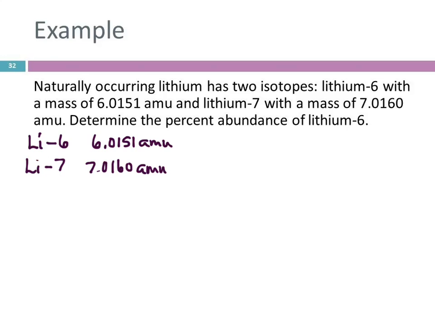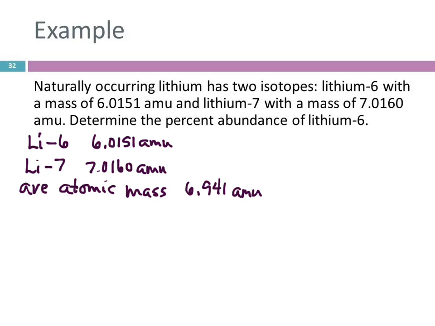The way we solve a problem like this is we're going to have two equations, two unknowns. They don't tell us what the average atomic mass for lithium is, but could we find that somewhere? We could. It's on the periodic table. 6.941. So the average atomic mass for lithium is 6.941 AMUs. We need that.